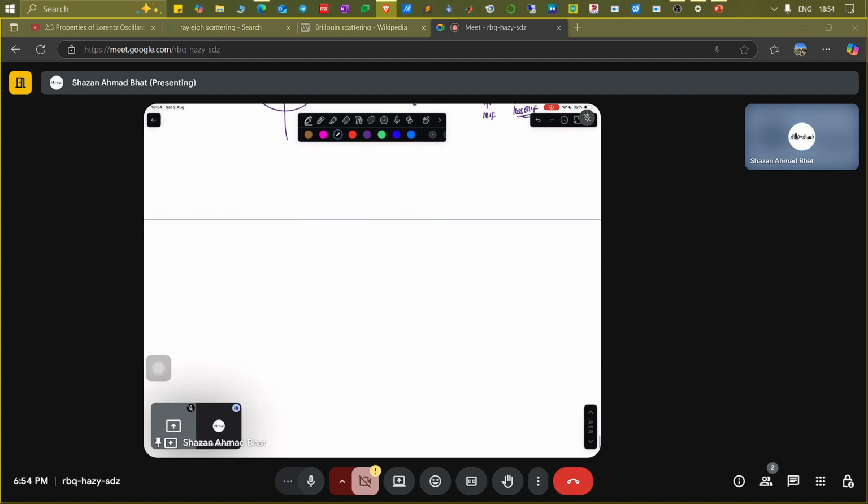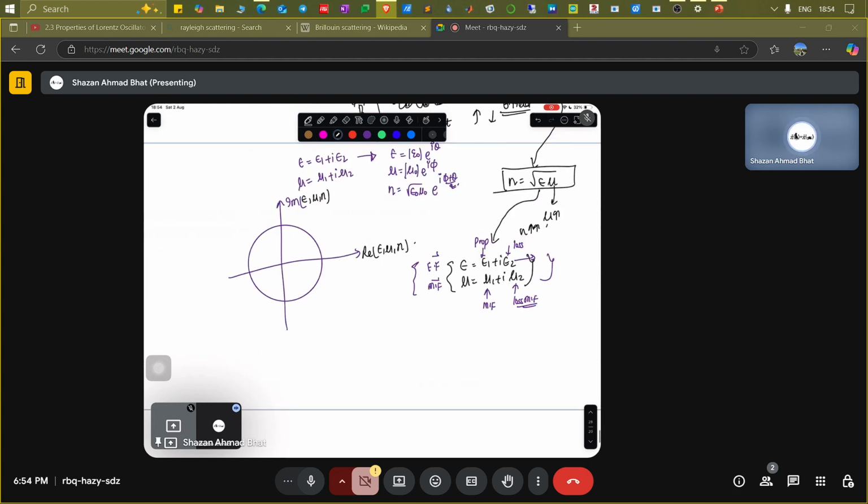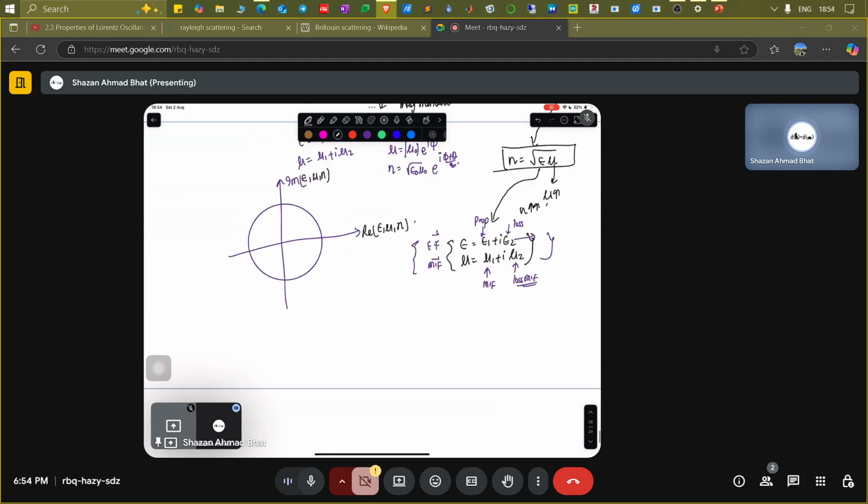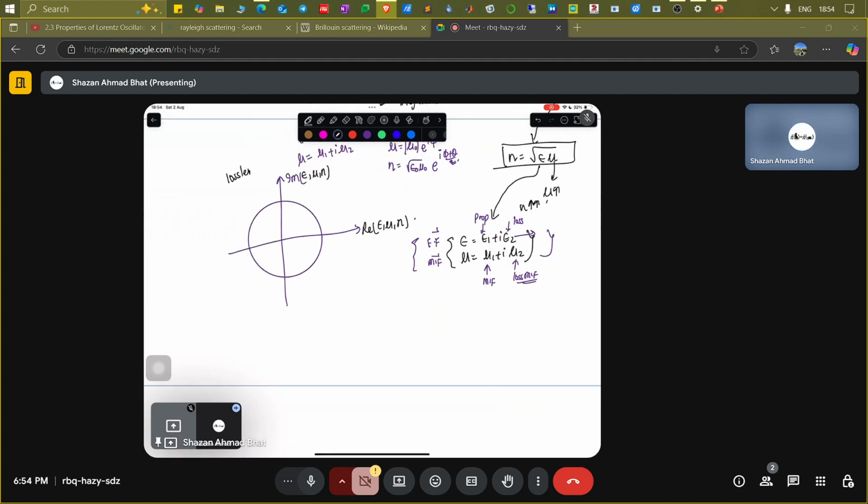Let's say, for example, if you talk about a lossless metal. In the case of a lossless metal, you have, for example, mu equal to 1. So mu equal to 1 you show on the real axis only, and you will have epsilon equal to some negative value. Let's say it's equal to epsilon 1.